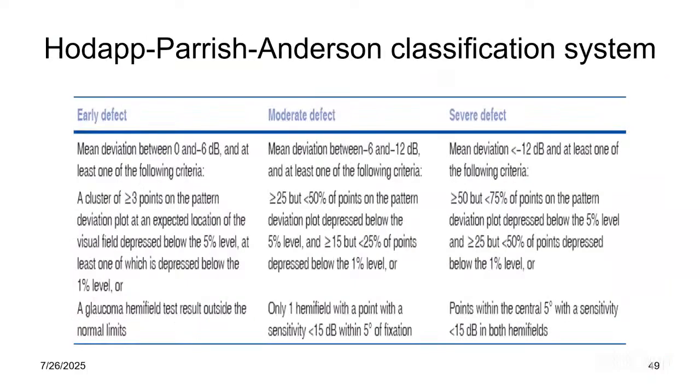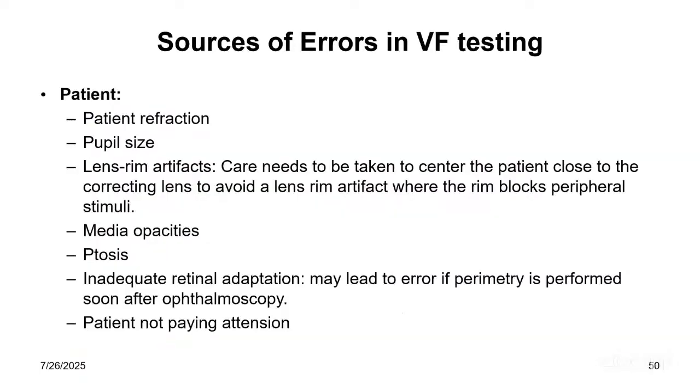Then after interpreting your result, taking note of all those zones, how do you classify this patient? We do that by using the Hodapp-Anderson-Parrish classification system, where you can take time and just go through it. Then what are some of the sources of errors in visual field testing? First, the patient's refraction. Then pupil size, lens rim artifact, media opacity, ptosis, inadequate retinal adaptation, especially when you do the testing after ophthalmoscopy, and the patient not paying attention.